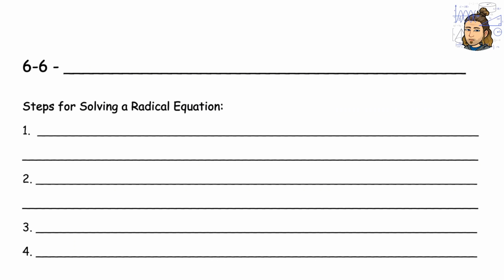Today we're going to talk about how to solve radical equations. Okay, so we're going to first talk about the steps to solve a radical equation. The first step is to isolate the radical on one side of the equation if necessary.